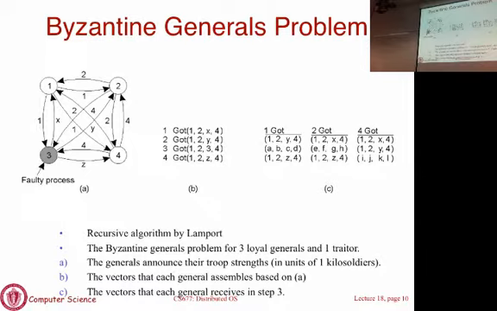Is there a way to detect if the number of traitors exceeds n? You can't actually detect that. You have to decide this ahead of time and then vote based on it. Pick the value of the number of faults you can encounter in your system, and based on that, you decide.